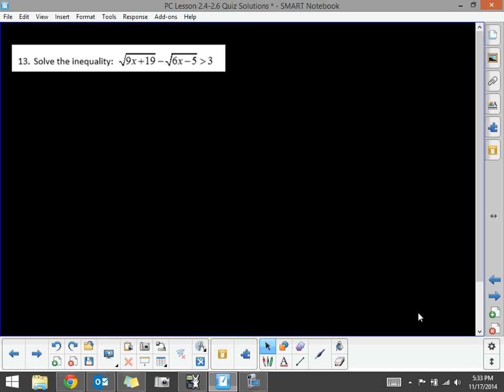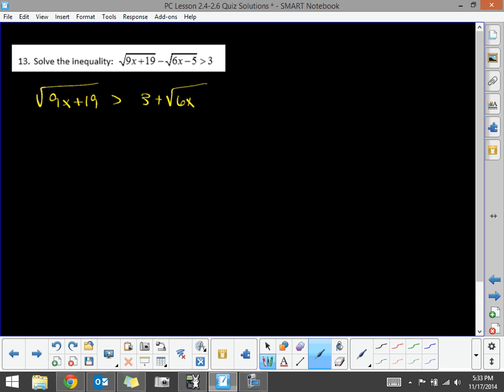You had one radical inequality on your quiz, and it's number 13. Keep in mind what our entire concept is on radicals, whether inequalities or equations: isolate one. So I'm going to go ahead and isolate the radical, so 9x plus 19 has to be greater than 3 plus the square root of 6x minus 5.